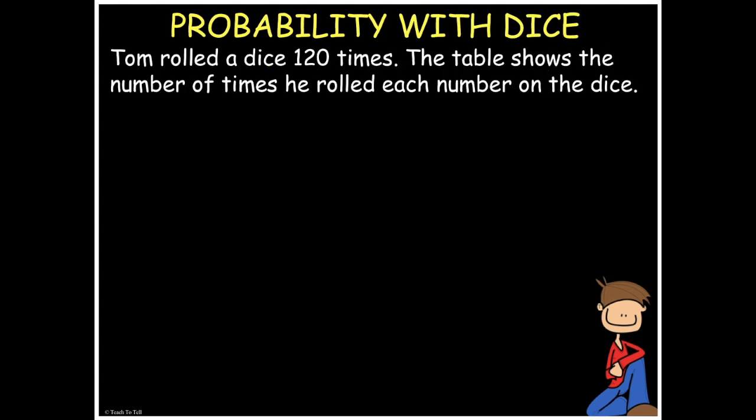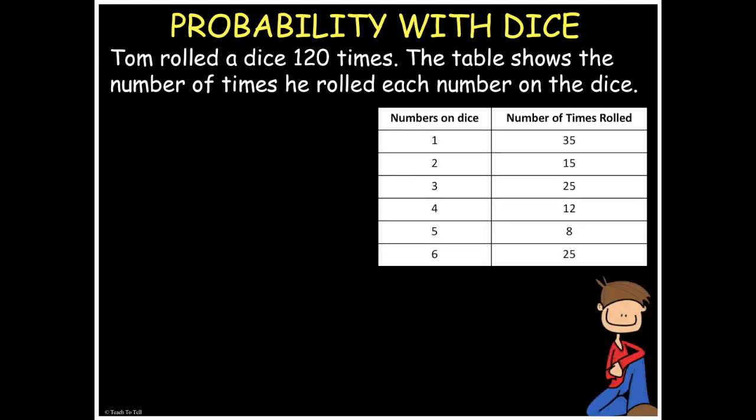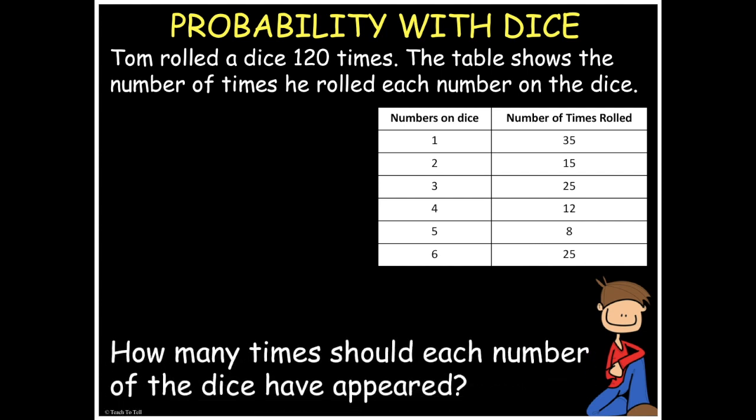So this is where we are moving into more than one step to determine the probability. Tom rolled the dice 120 times, and this table shows his results. He got a 1 35 times out of the 120 rolls, and so forth down here. And we want to look at how many times each number on the dice should have appeared.